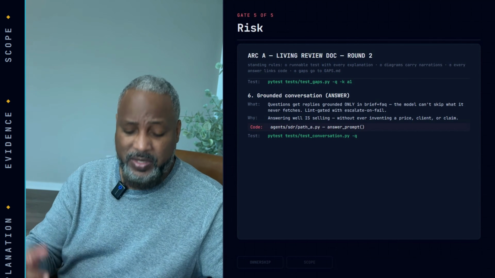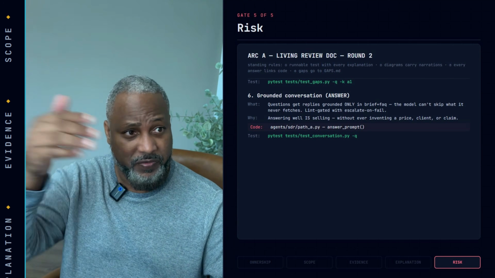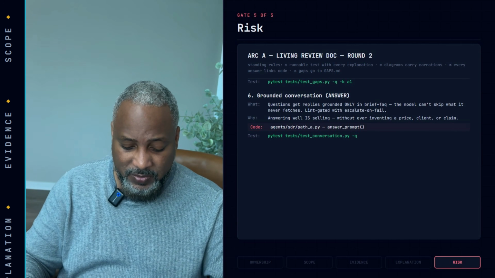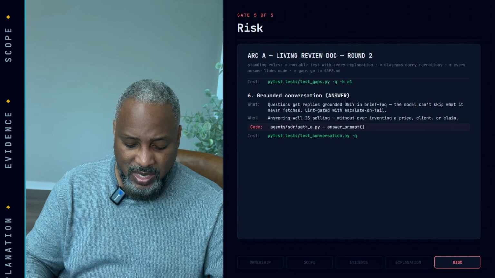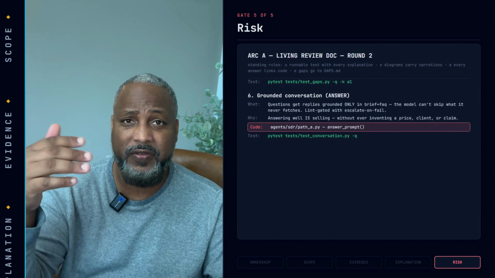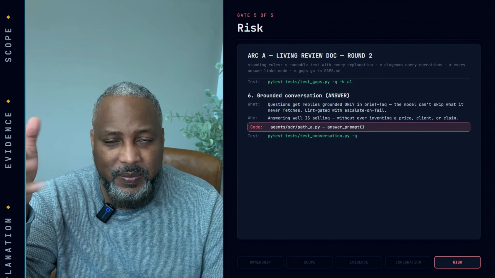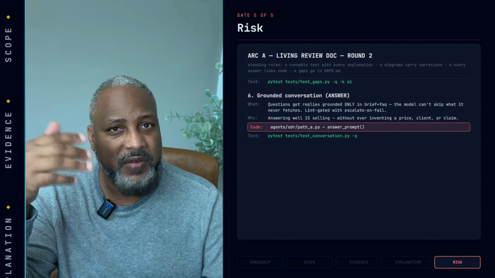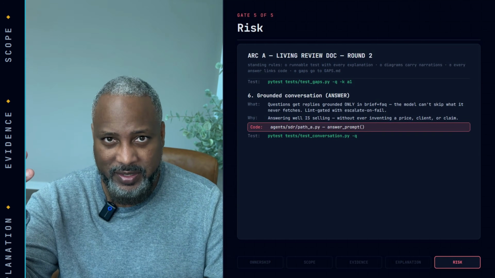All right, the next one is risk. If you're looking at the same review doc that I'm looking at in terms of explanation, I always look at risk. If you look at the document, you'll notice what's in it. Not every line of code is in there, and it's really simple why. Not every single line of code represents the same risk in my system.